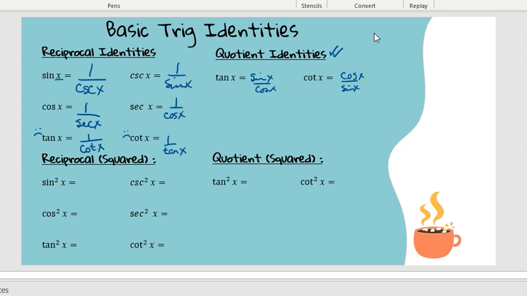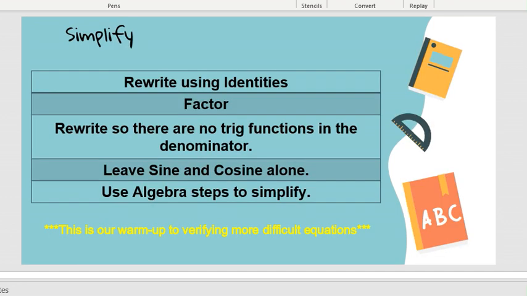Now the quotients squared is just everything again, but with a squared on it. So cosecant squared x is 1 over sine squared x, and so on. And tangent is sine squared x over cosine squared x, cotangent, and you know what I didn't do? I didn't do the squares. The squares have to go in there. Okay, and then you can finish filling those out. I just want to keep going real quick.